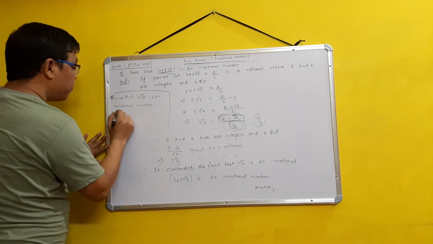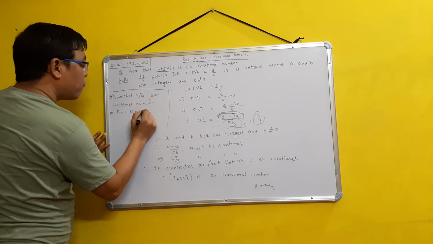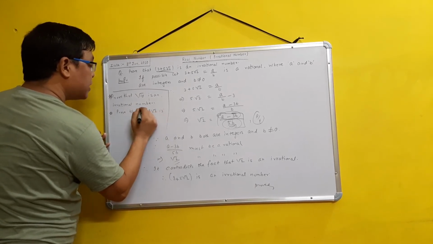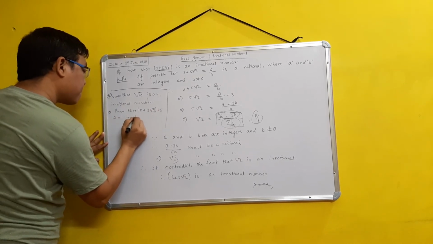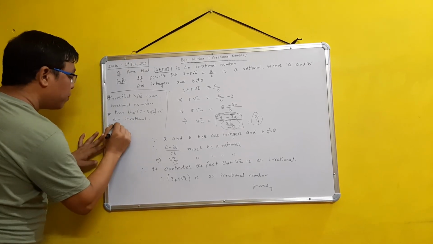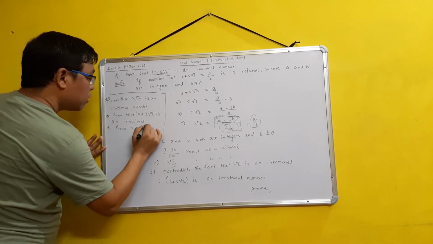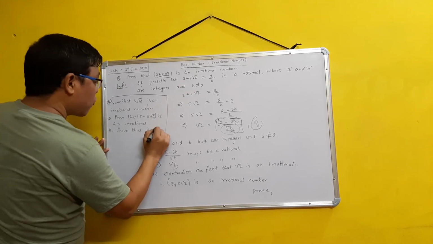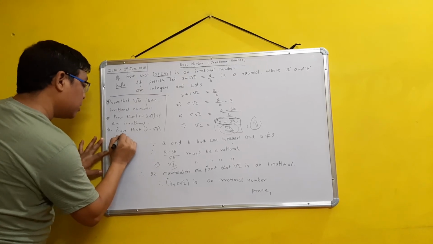Another one, prove that 5 plus 3 root 2 is an irrational. Next question, prove that 3 minus square root of 5 is an irrational.